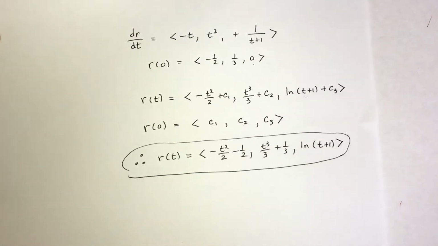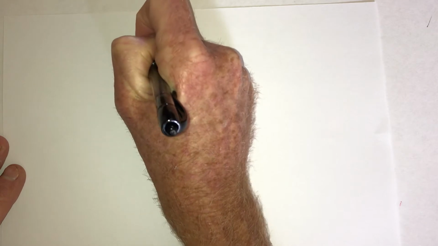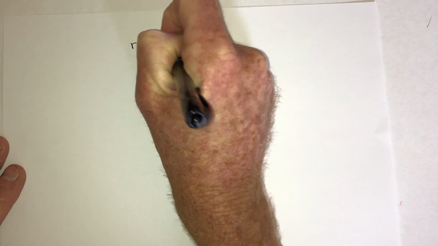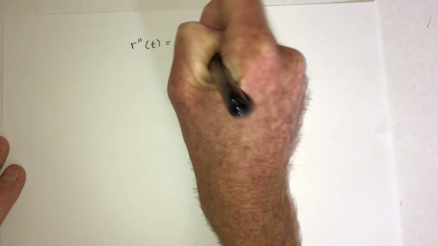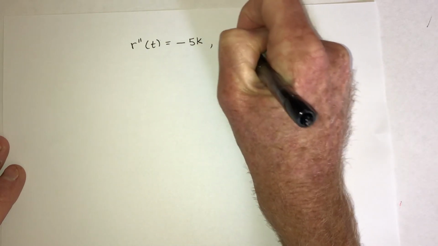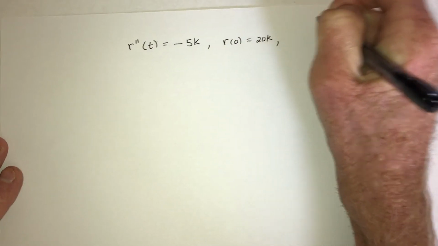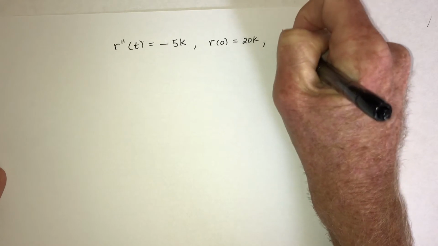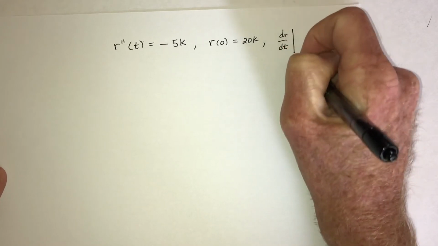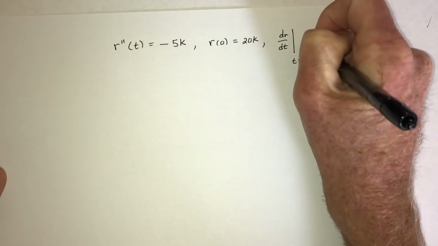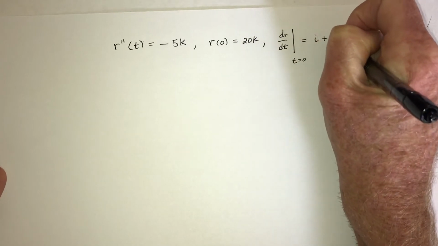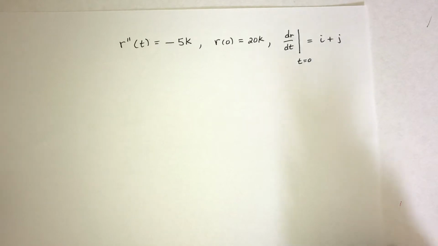But wait, there's more. How about if we get another differential equation, but this time it says the second derivative is equal to negative 5k. Also, r of 0 is equal to 20k. Also, the derivative, when you evaluate that at t equals 0, you're going to get an i plus a j. So there is all of the original information.